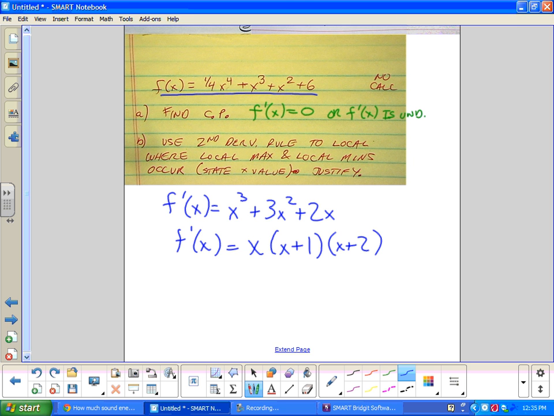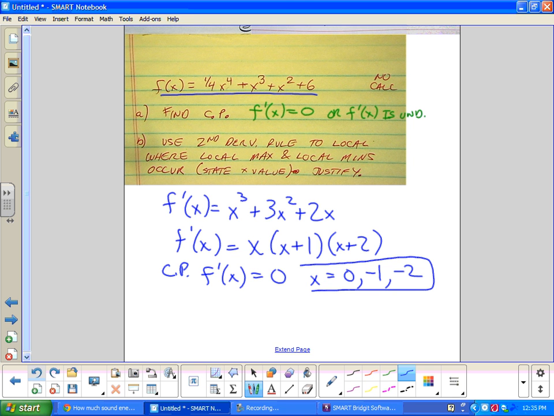I know that for the critical points, f prime of x will be 0. We set this product equal to 0. Obviously, the answers are x is 0, -1, and -2. Those are the critical points for letter A. They also become the points we want to check with the second derivative to locate the maxes and mins.